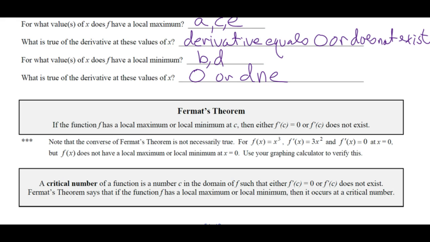A critical number of a function is a number c in the domain of f such that either f prime at c equals 0 or f prime at c does not exist. Fermat's theorem says that if the function f has a local max or local min, then it occurs at a critical number. So our job is to find the critical numbers. They're where the derivative is equal to 0 or it does not exist. Then we'll look at the critical numbers and say, is this a local or absolute maximum?